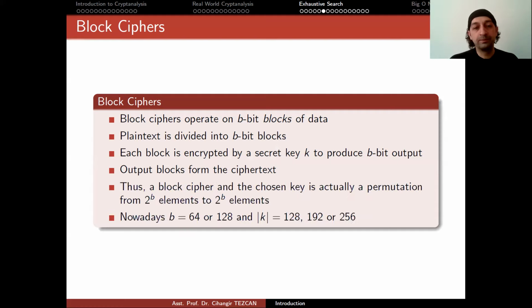From this definition, we can see a block cipher as a permutation from 2^B elements to 2^B elements, because if the block size is B bits, this means that you can have 2 to the B different inputs, which is your input space, and the output space is the same, but which element is mapped to which one is actually determined by the encryption algorithm you choose and the key you choose. So once you change the key, the permutation changes. And we want that regardless of which key you choose, all of these permutations look random.